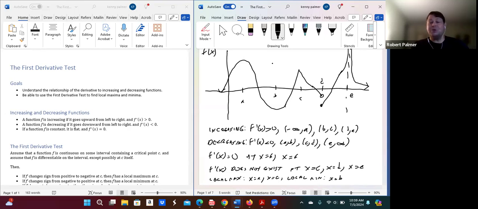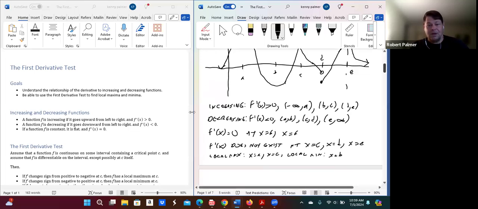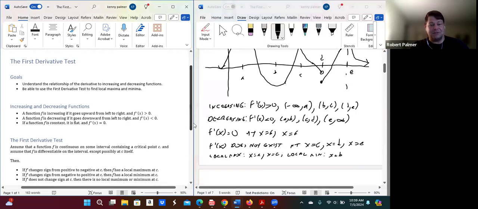So if we have a continuous function, like this first part up to, let's say, D, and the derivative changes from positive to negative, or the other way around, from negative to positive, those places are where we have a local maximum or minimum. That's what we want to look for. So that's going to bring us to the first derivative test.